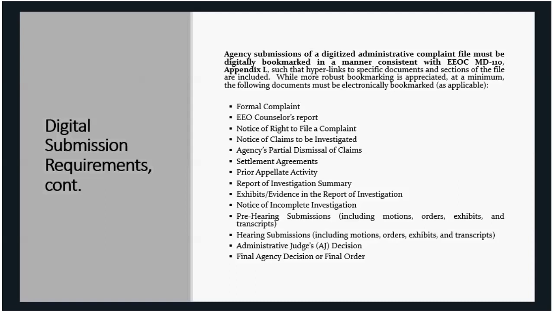Regardless of the type of appeal, the format requirements remain the same. The files must be consolidated into as few files as possible and digitally bookmarked in a manner consistent with MD 110 Appendix L. Remember, digital bookmarks should be descriptive, containing a hyperlink to the specific document in the file.